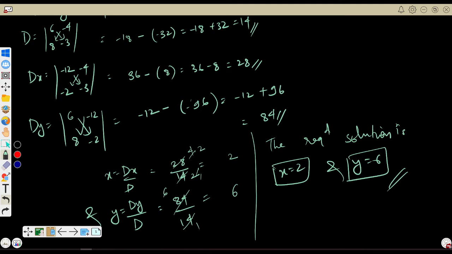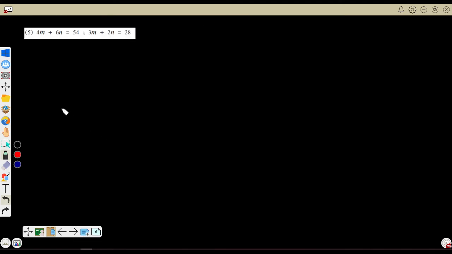Now we have two more questions. We'll look into this. The fifth equation is given to you. If you observe this, the variables have been changed. Instead of x we have m, and in place of y we have n. So no issue with this, we can take any variable. Now looking at the condition, the constants are already placed on the right hand side, so we don't have to make any changes. We'll directly form the determinants. I'll copy the equation. The first equation is 4m plus 6n is equal to 54, and the second equation is 3m plus 2n is equal to 28.